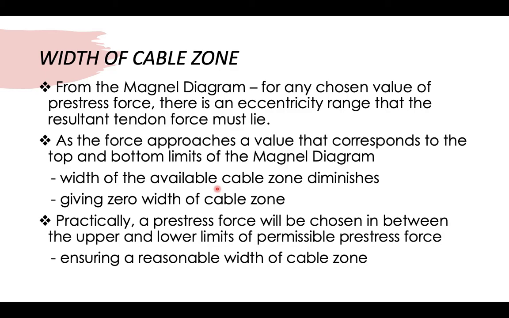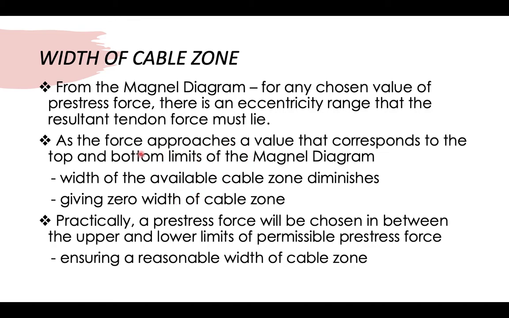So the width of cable zone, from the Magnell diagram, for any chosen value of pre-stress force, there is an eccentricity range that the resultant tendon force must lie within. As the force approaches a value that corresponds to the top and bottom limits of the Magnell diagram, the width of the available zone diminishes, giving zero width of cable zone. This is within the critical section, which is usually in the mid of span.